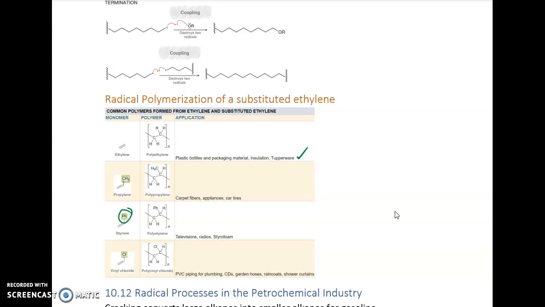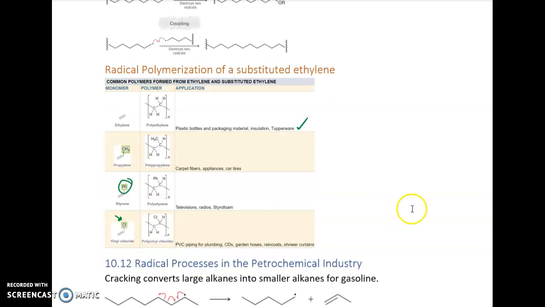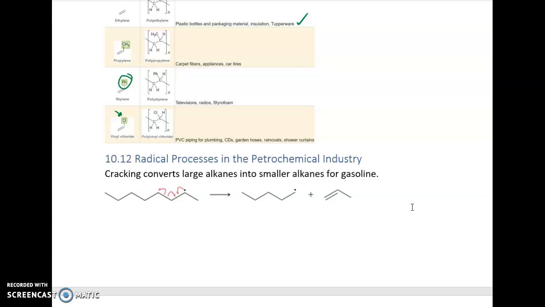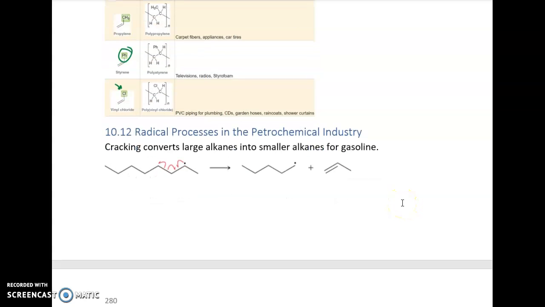Vinyl chloride is, if you add a chloride group, you get vinyl chloride, and you can make plumbing, the white plumbing that you see. CDs, garden hoses, raincoats, and shower curtains. So we can also have the radical processes in the oil industry. Cracking converts large alkanes into smaller alkanes to make gasoline.